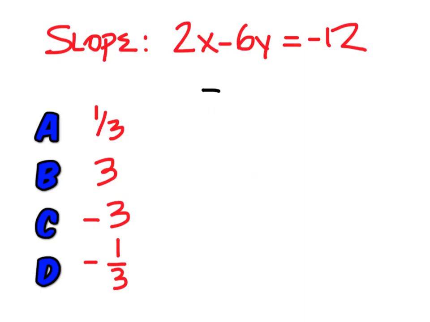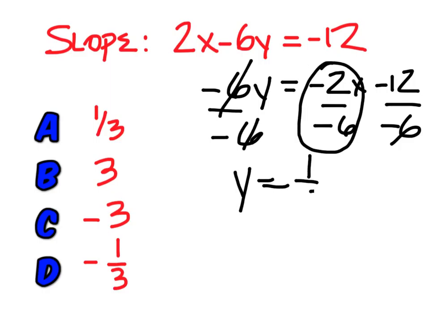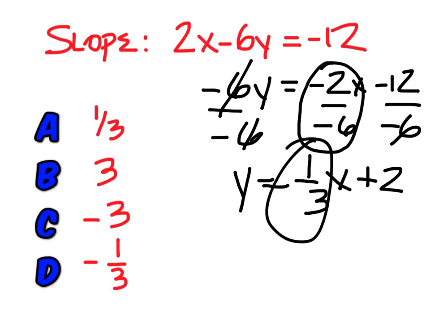Alright, you should have -6y equals -2x minus 12 and divide everything by -6. These cancel, so it's y equals a positive 1/3 x plus 2. This is the slope. That is the answer.